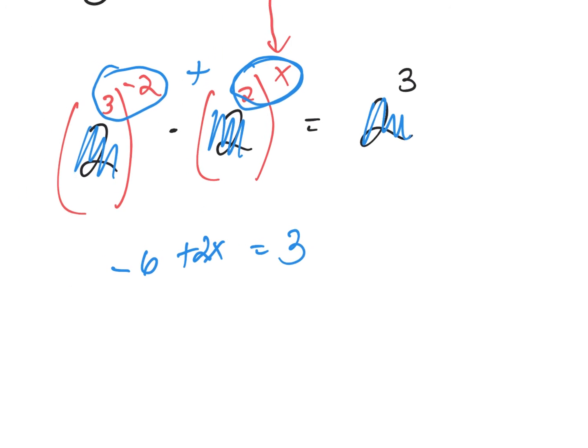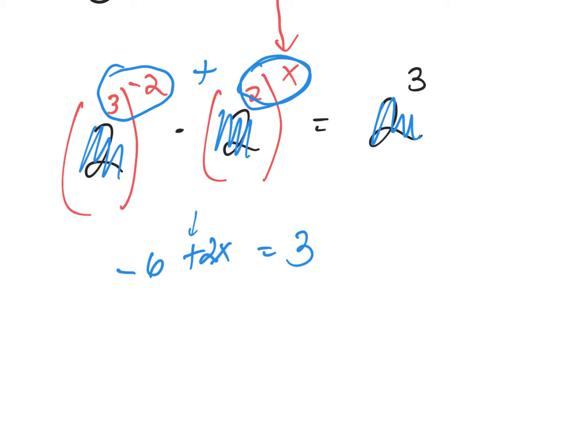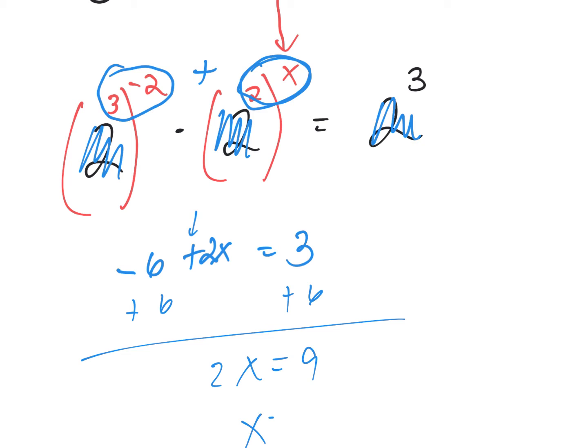I think some of you might have forgot the plus in there, but okay, and then the final answer, I'm going to add 6 to both sides. And I get 2x equals 9, x equals 9 over 2. Who had 9 over 2 before I ever said it? All right, cool.